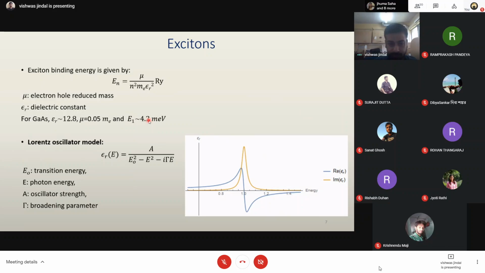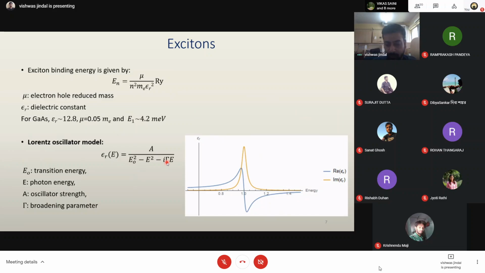Next, if you want to model the change in the dielectric constant of the material because of the presence of excitons, you can do that using something known as the Lorentz oscillator model. The formula is given by this, where A is the oscillator strength. Basically, it tells you how intense the exciton peak is, and in some way how dominant the exciton feature in the sample is. E naught is the energy of the exciton, and gamma is the broadening parameter.